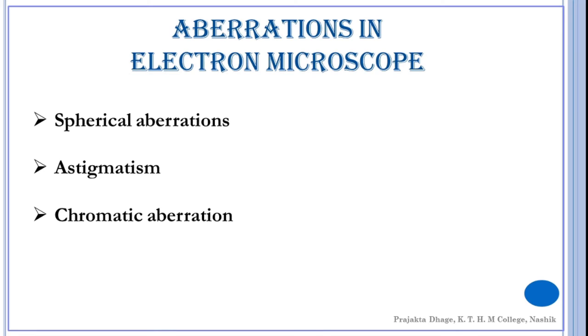Now I'll be discussing some of the aberrations which are due to the electromagnetic lenses. The first one is the spherical aberration. This is due to slight variation in the magnetic field by the electromagnetic lens. Next one is astigmatism.